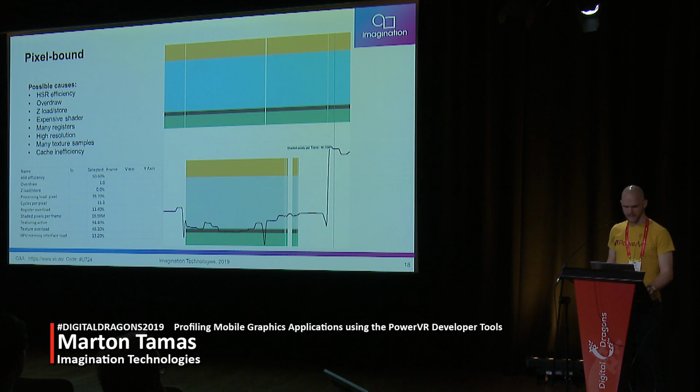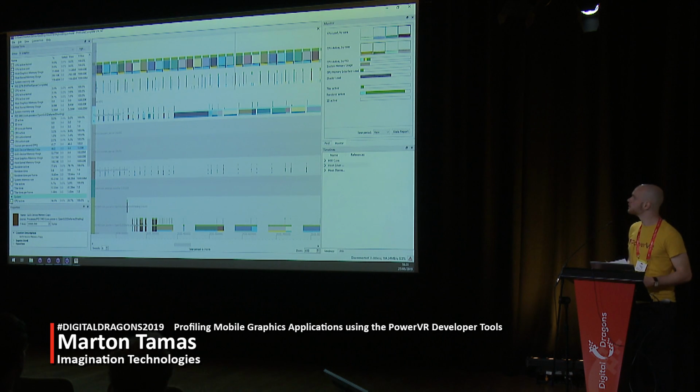So let me go to the second example. I believe this is the one, yeah. As you can see here in the monitor widget, we can immediately see that this application is render bound, so we have a lot of pixel workload going on. And as you can see, the other resources are not really used, so the CPU is mostly idle, the tiler is mostly idle. So let's have a look why this application is pixel bound. So there we go.